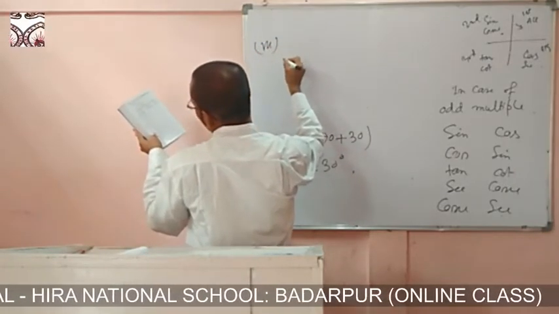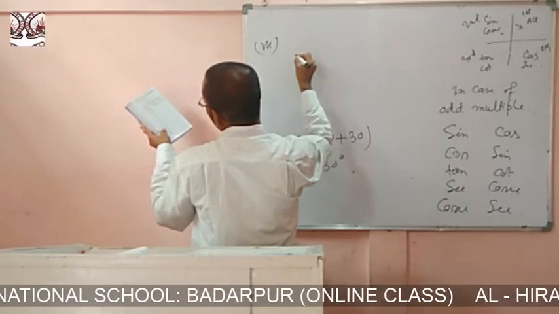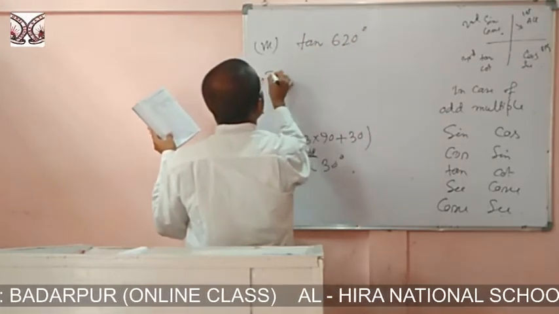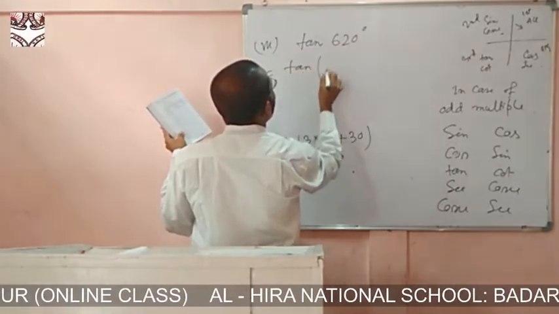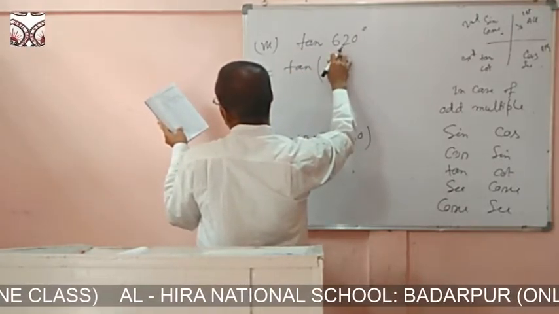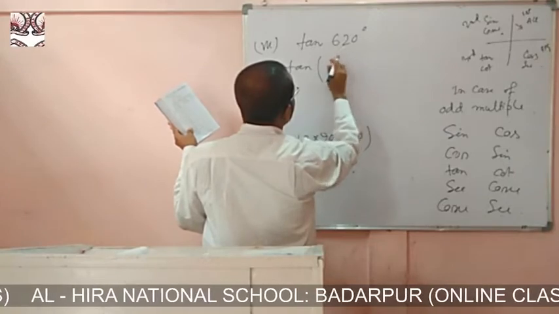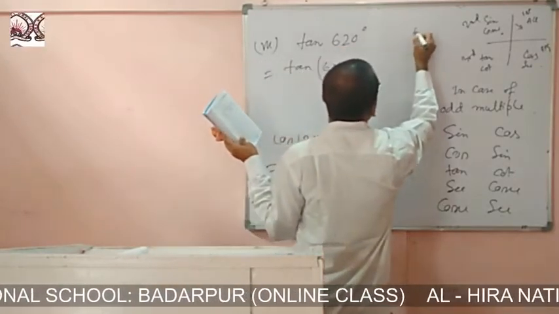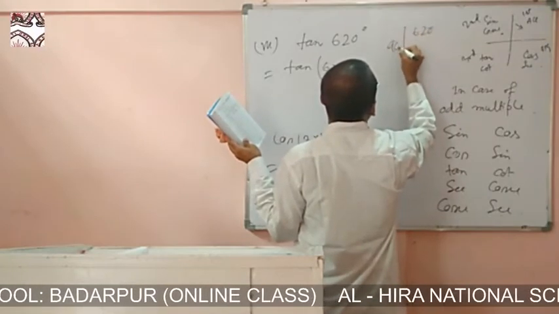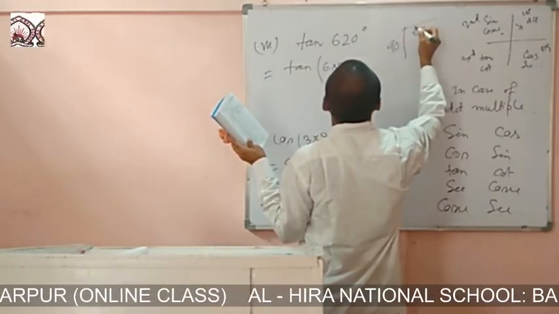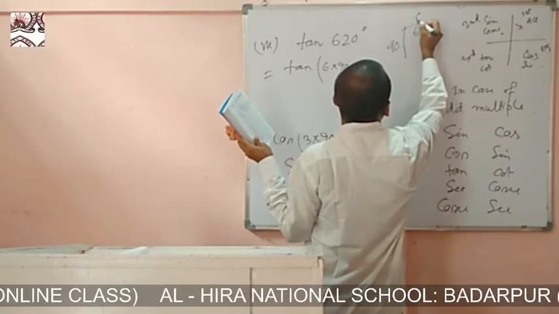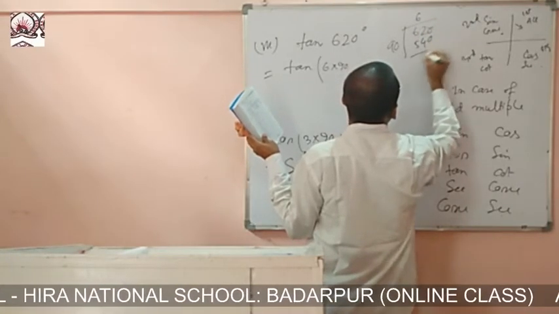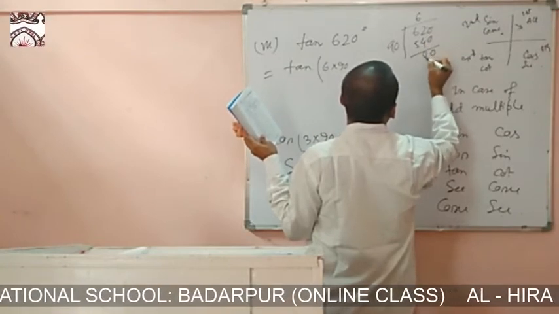7 is tan 620. Tan 620. So if we divide by 90, then 6 into 90 is 620. If we divide by 90, then 6 0 0, 6 9 are 54. So this is 0 8.